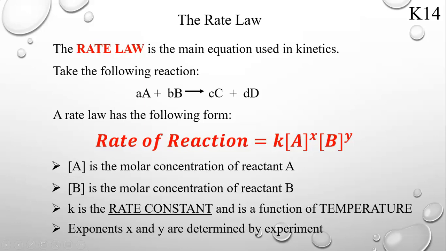A is the concentration of reactant A. B is the molar concentration of reactant B. You could have C and D. You could have more than 2 reactants, but we're keeping it at 2 for right now for this equation. And finally, the exponents X and Y. Those are determined experimentally. They are not the coefficients A and B. One thing you notice about this reaction is it's a function only of the reactants A and B. The products C and D have nothing to do with how fast the reaction takes place. Only the reactants A and B have something to do with that.